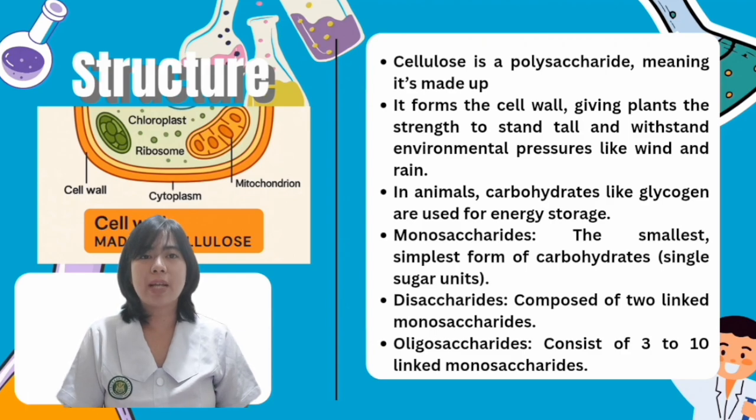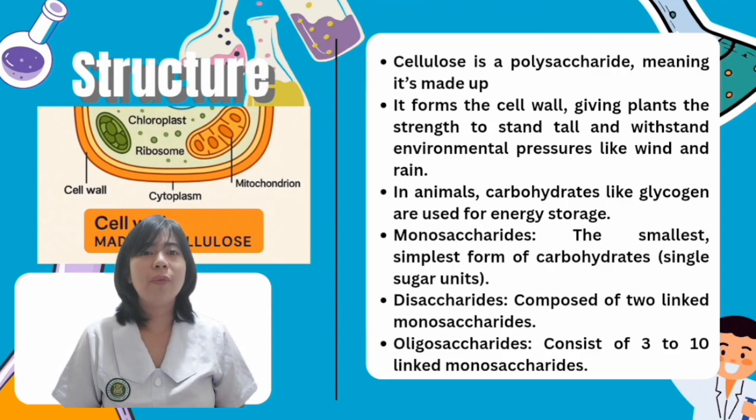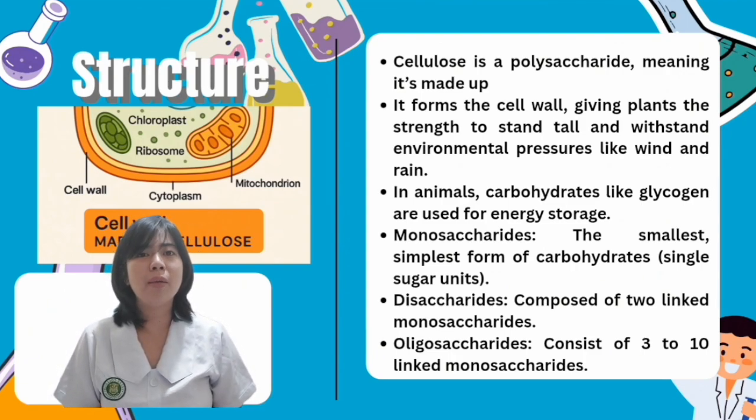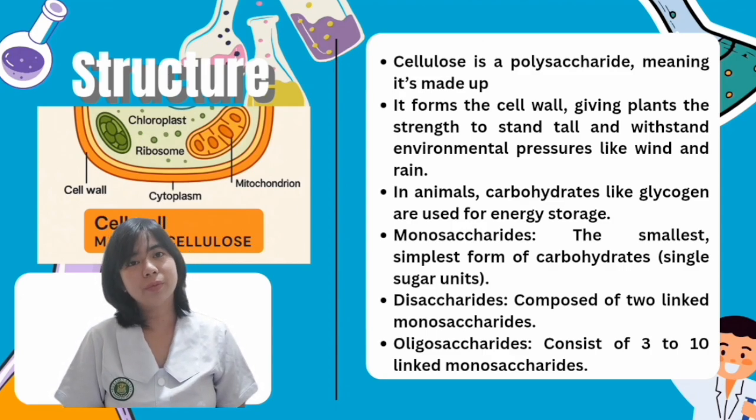Now here's something interesting. Humans can't digest cellulose, so we can't use it for energy, but plants depend on it a lot. It gives plants their structure, kind of like bones in our body. It helps them stand tall and firm, even when facing wind, rain, or pressure from their environment. Now, based on the image, can you describe what cellulose is?